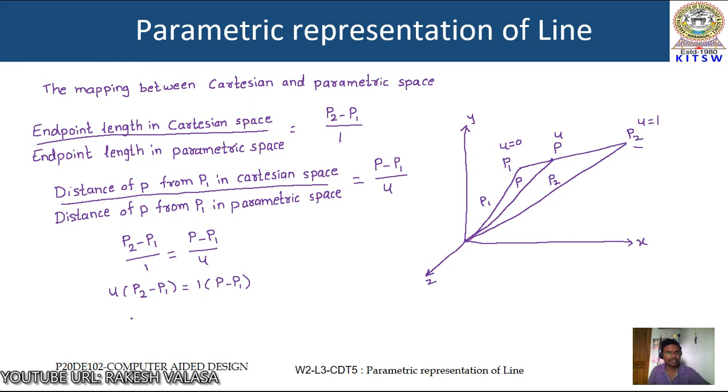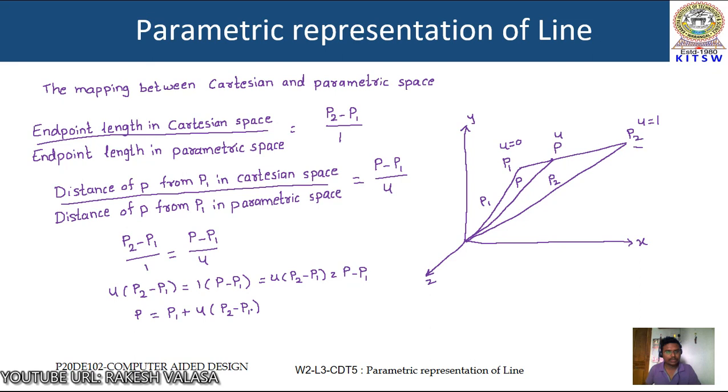Now simplify this equation. We can write P equal to P1 plus U into P2 minus P1. You can keep P here, and this minus P1 goes to the left side as plus P1, so P equals P1 plus U into P2 minus P1. This is the equation in Cartesian space.